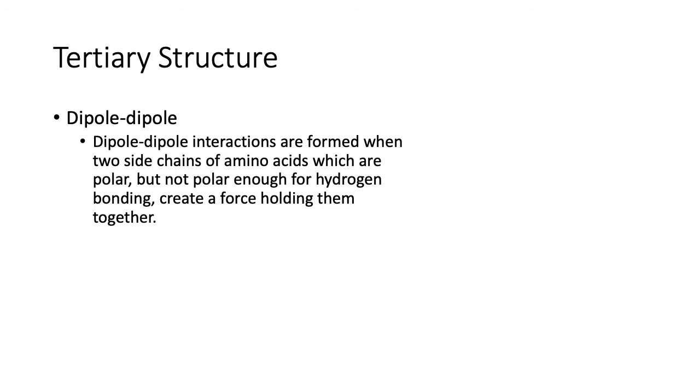Okay, so dipole-dipole interactions are formed when two side chains of amino acids, which are polar but not polar enough for hydrogen bonding, create a force holding them together. Serine and methionine is an example of this. The methionine side group, I'm not going to draw the rest of it, is made up of CH2, CH2, S, CH3. So this would have generally a negative end, that's sulfur.